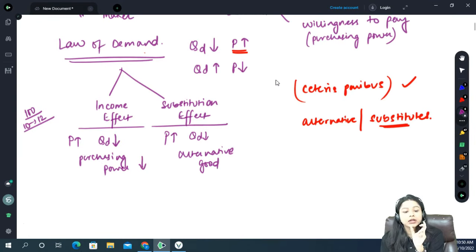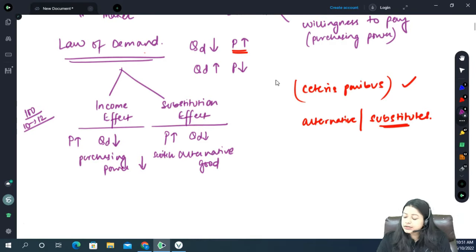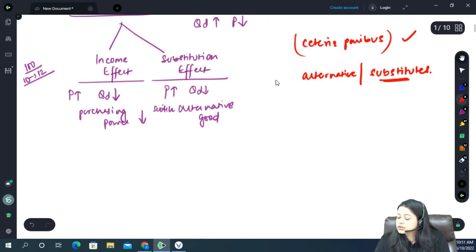So the law of demand is explained using the income effect and the substitution effect, right? This is very, very, very important because later on we'll be presenting this graphically as well. Clear? Law, income effect and the substitution effect. Alright. So basically people switch to alternative goods. Now, we have learnt about substitute goods.